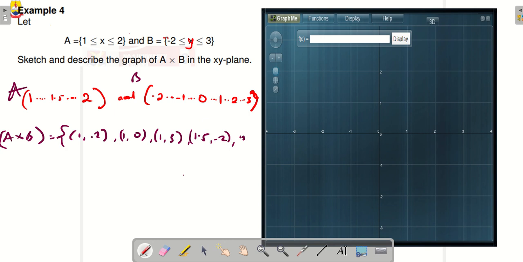Let me select this part. We can have 1.5 to, let's say, 0. We can have 1.5 to 3. We can even have 2, -2. We can have -2, +2, sorry. It can go to 1. And we can finally have 2 to 3.